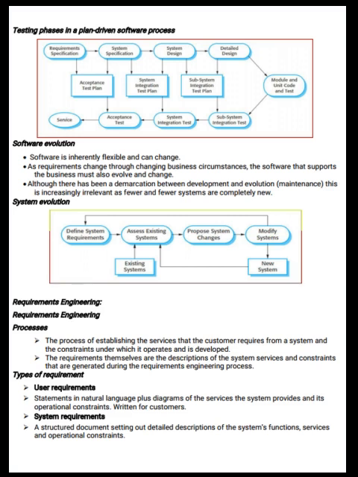Types of requirements. User requirements: statements in natural language plus diagrams of the services that a system provides and its operational constraints, written for customers. System requirements: a structured document setting out a detailed description of the system's functions, services, and operational constraints.